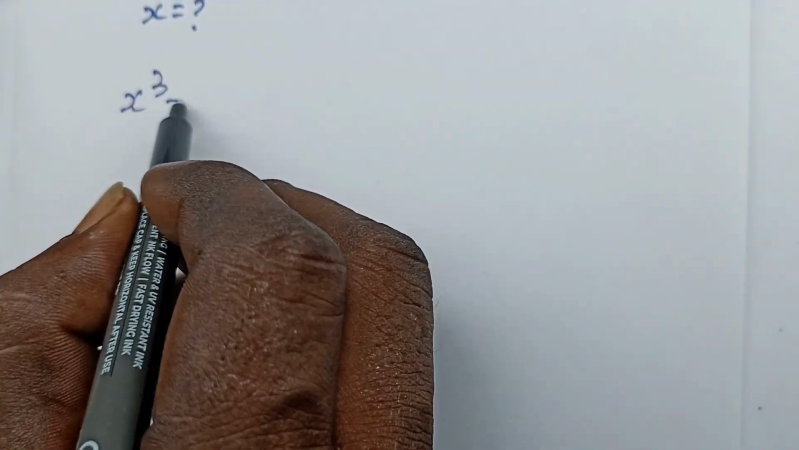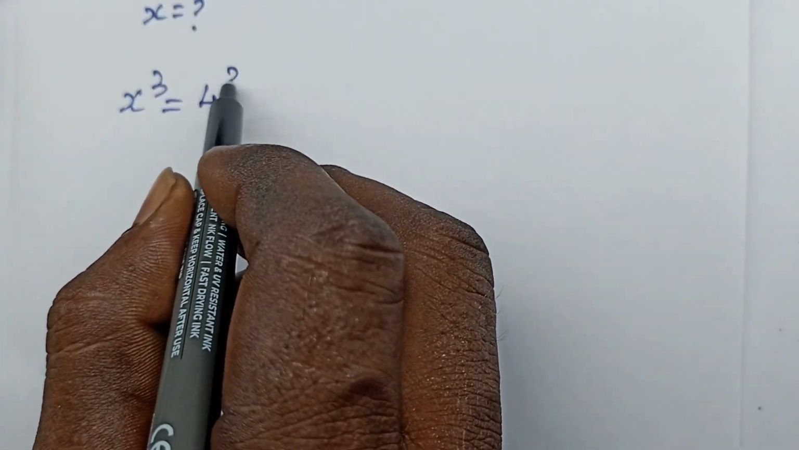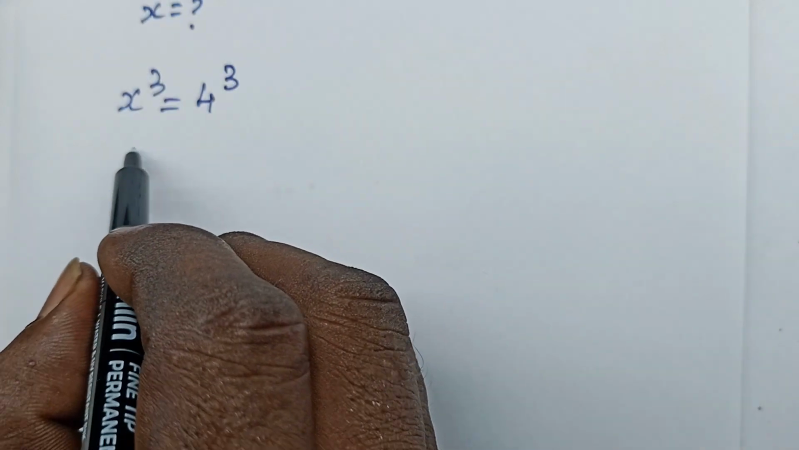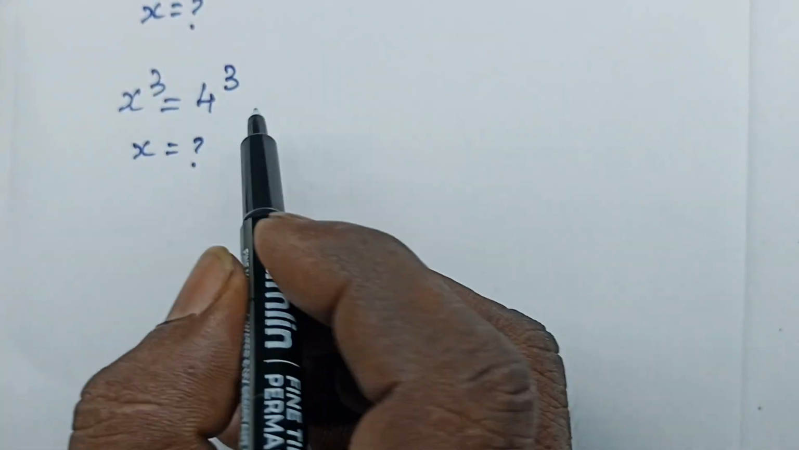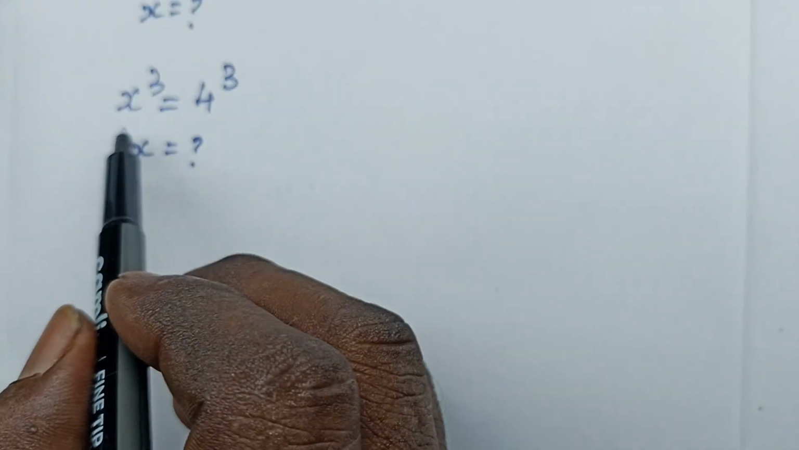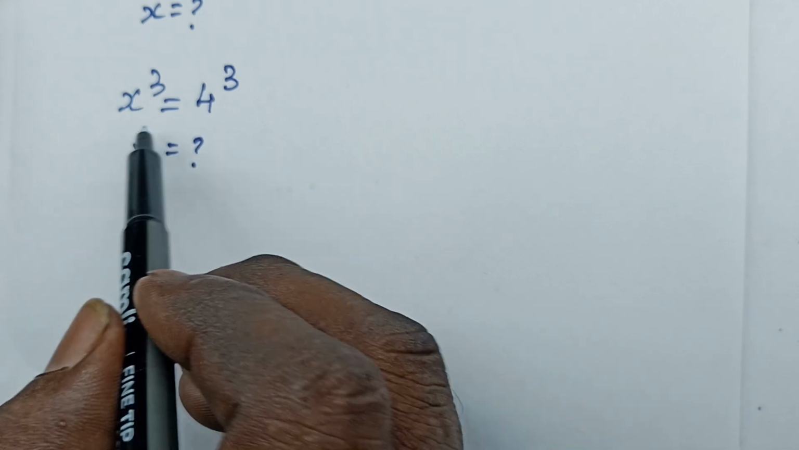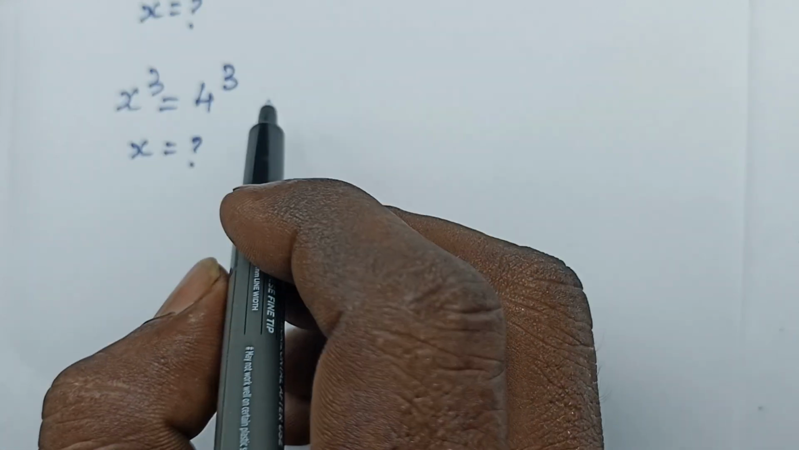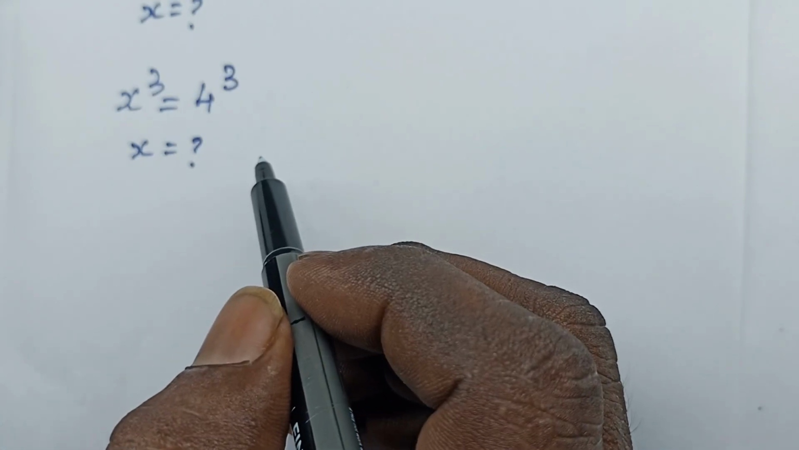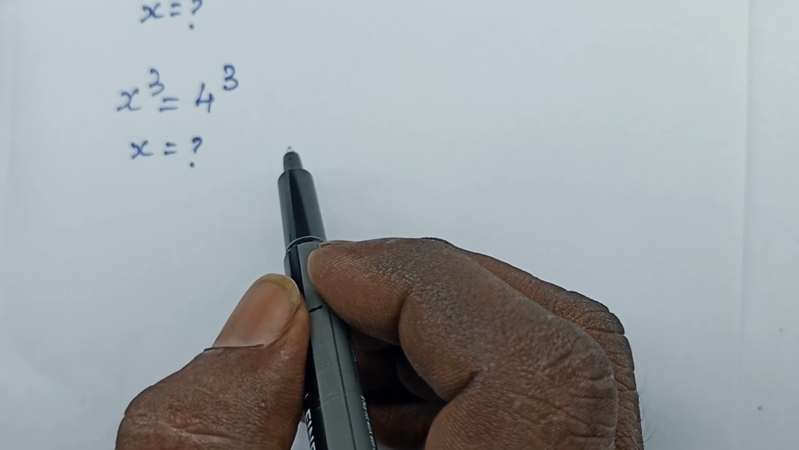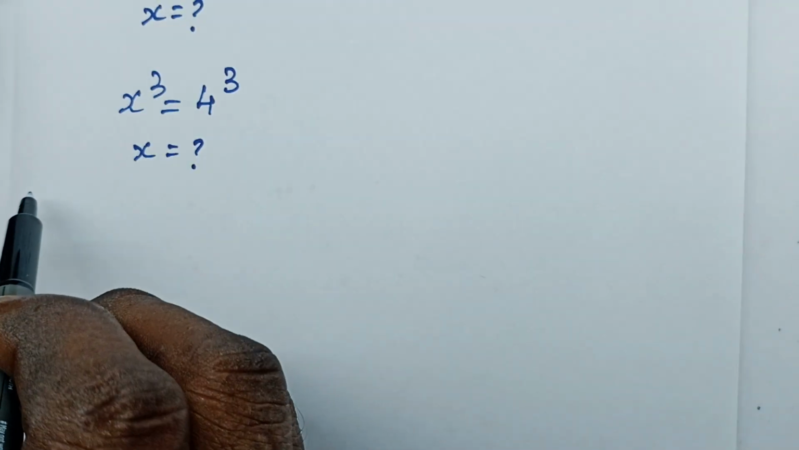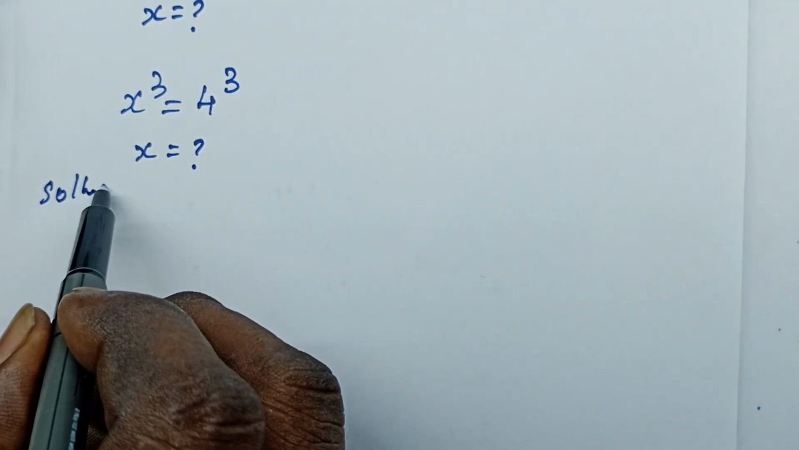x power 3 equal to 4 power 3. So what is the value of x? So powers are equal, so bases are equal. x is equal to 4, everybody knows. So what are the other two imaginary values of x? Now let's go to the solution.